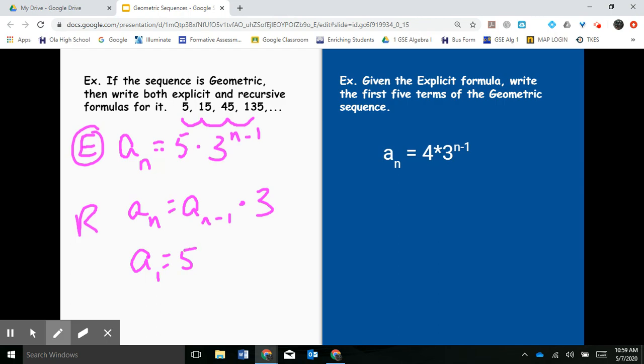So whether you're doing the recursive formula or the explicit formula, it doesn't matter. You're just putting those two numbers in where they're supposed to be. All right, and I'll make sure when you're doing the assignment today that you'll have the formulas at the top of the page. The next example says, given the explicit formula, write the first 5 terms of the geometric sequence.